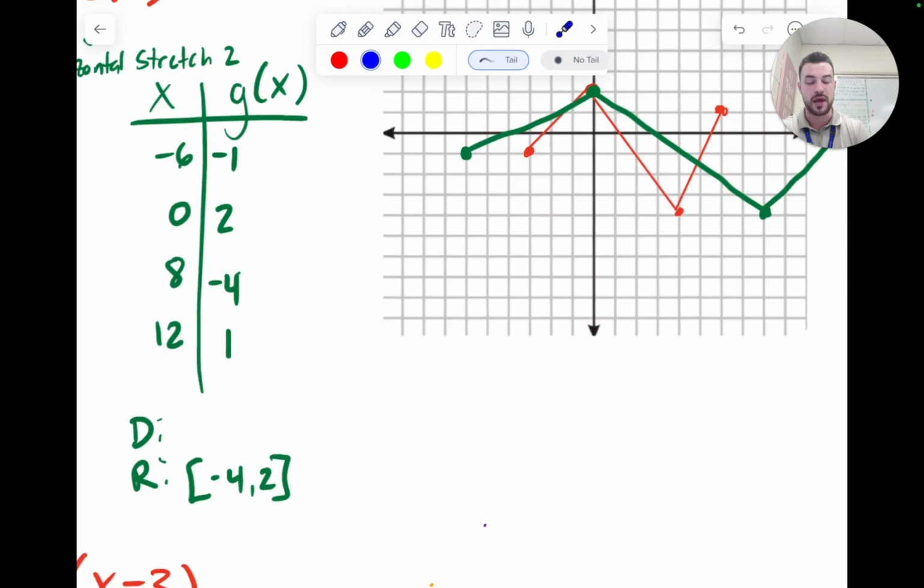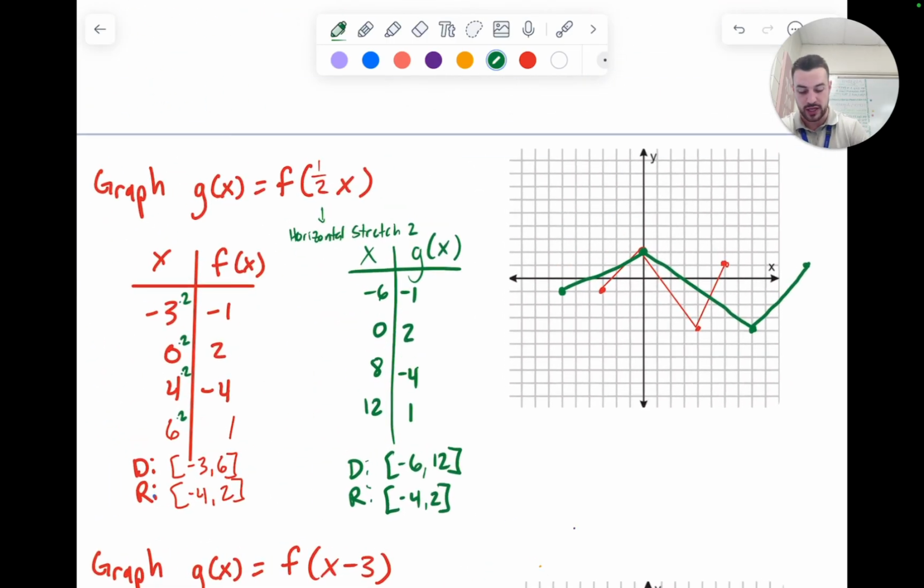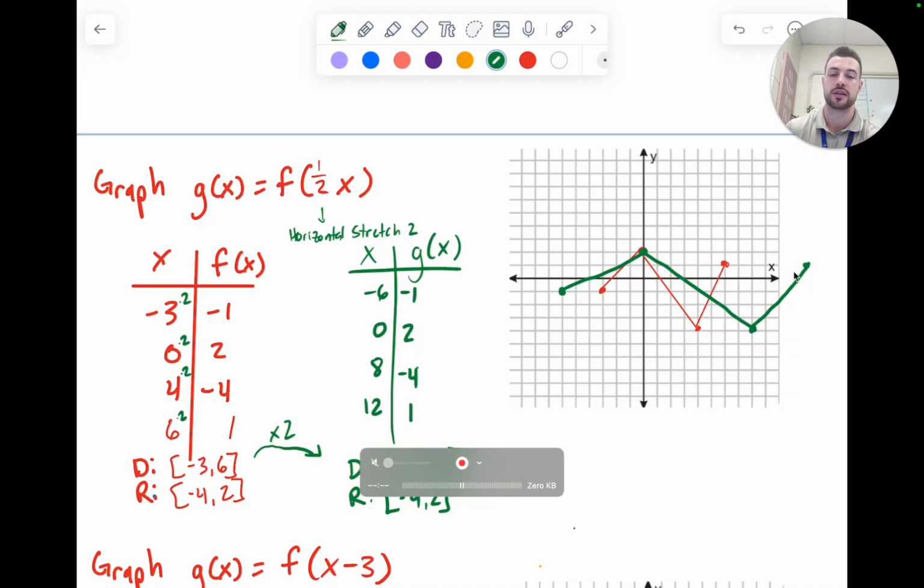So now I could do my domain. Again, you can look at the actual table and find our lowest and then highest values, or we can actually just look at the graph, and that should help. Our domain is going to be from -6 to +12. And what we can actually do is apply our transformation of a horizontal stretch of 2 directly to that domain. So as you can see, our domain originally was -3 to 6. If you multiply both those values by 2, we get -6 to 12, which is actually our new domain as well.